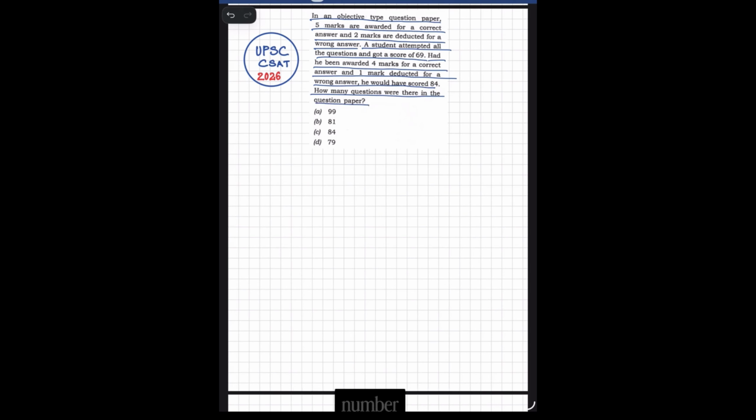So let's suppose the number of correct answers is C and the number of wrong answers is W. C plus W is equal to the total number of questions, so N is the total number of questions. It is also given that when 5 marks are awarded for a correct answer and 2 marks are deducted for a wrong answer, the score is 69. So the equation becomes 5C minus 2W is equal to 69. This is equation 1. It is given that when 4 marks are awarded for a correct answer and 1 mark is deducted for a wrong answer, the score is 84. So the equation becomes 4C minus W is equal to 84. So this is equation number 2.